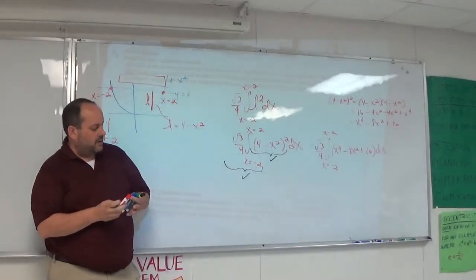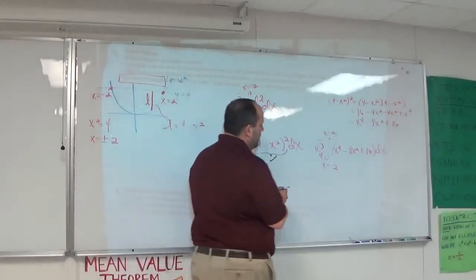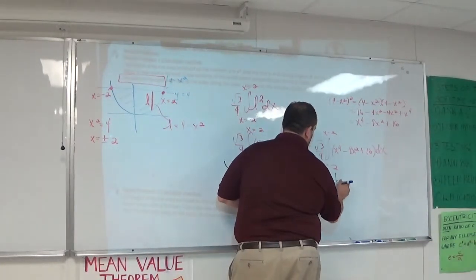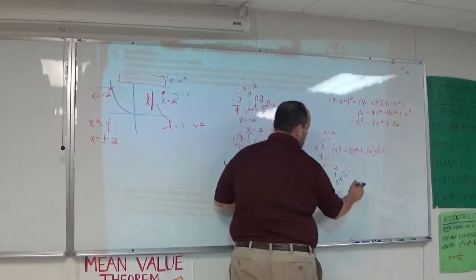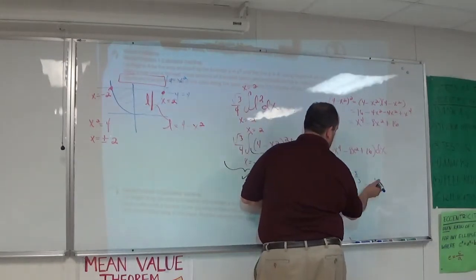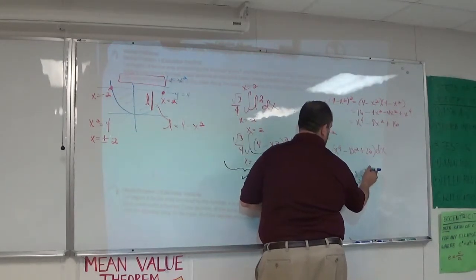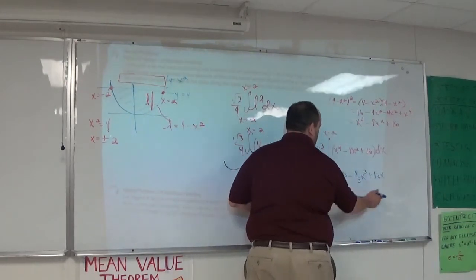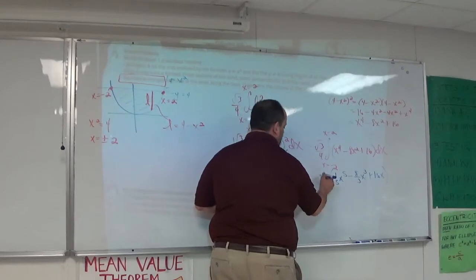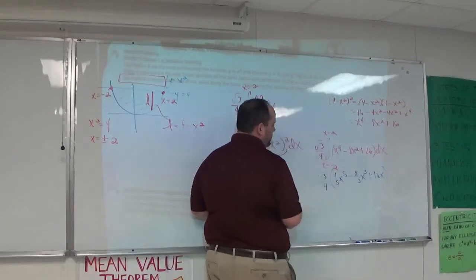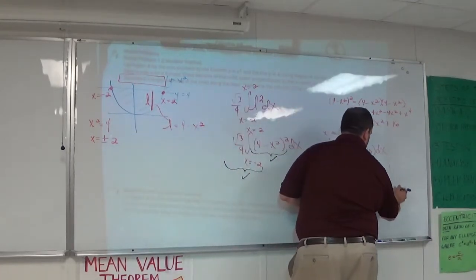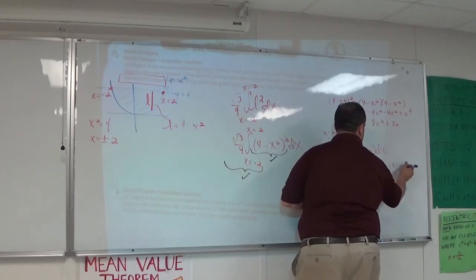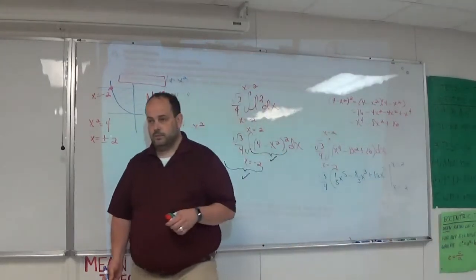And Beto, what do you have for your antiderivative here? 1/5 x to the 5th minus 8/3 x cubed plus 16x. Okay. All that still gets multiplied by square root of 3 over 4. And then we're going to evaluate from negative 2 to 2.